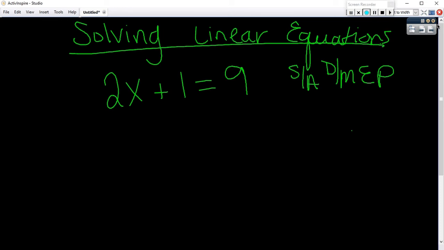So a lot of you have done PEMDAS before. That's when we simplify things, okay? But solving is the backwards of simplifying because we're undoing. So we need to go in the backwards order. So we're going to go SADMAP, okay?